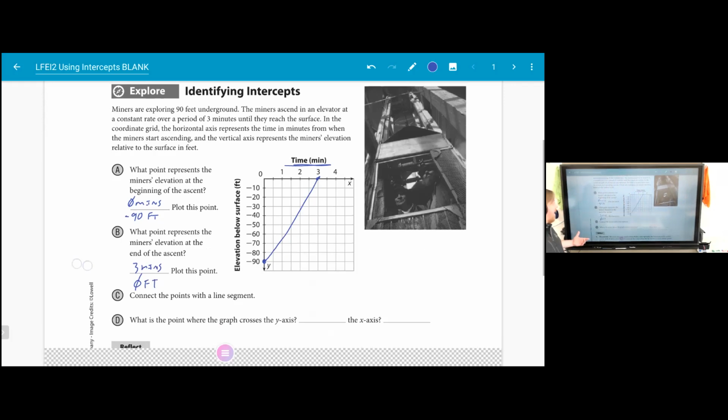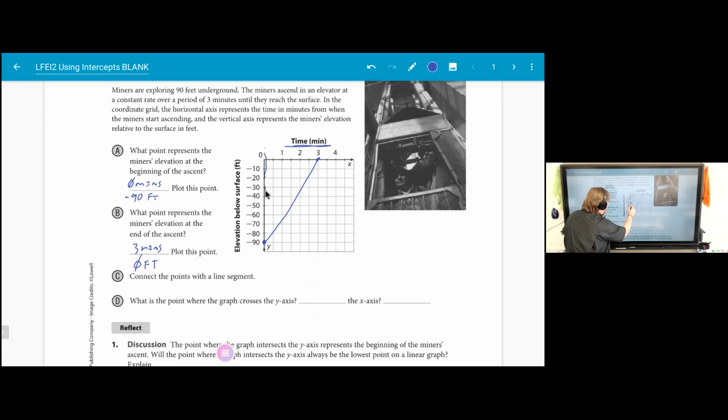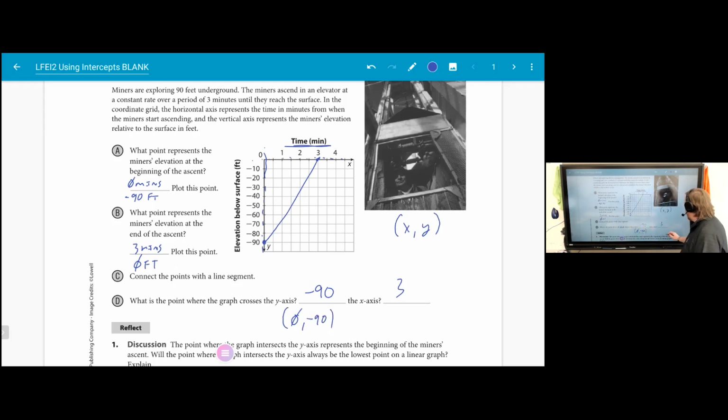And where does it cross the y-axis? Well, this is our y-axis, right? Where does it cross? At negative 90. Where does it cross the x-axis? That's right here. It crosses at 3. If you think about it, when we write coordinate points, we write x comma y. This point right here, this is when x is 0, y is negative 90. And over here, this is when x is 3 and y is 0. This is going to become really, really important when the x's and y's are 0.